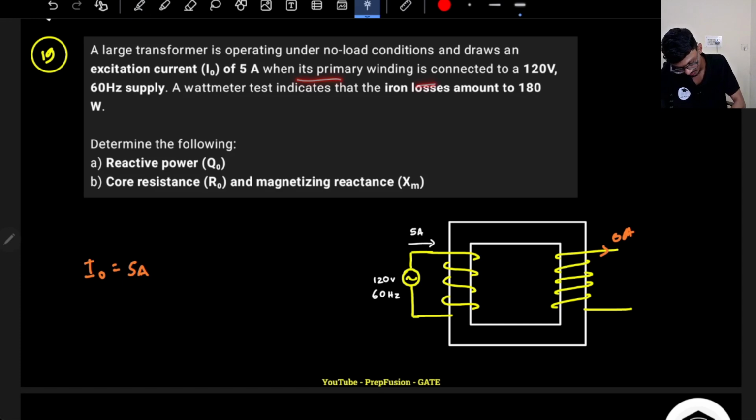When its primary winding is connected to a 120 volt and 60 hertz supply, the wattmeter test indicates that iron losses amount to 180 watts. Okay, so we have yet to discuss iron losses. Whatever losses happen in the no load are known as the iron losses. We will discuss this later on. For now, your task is, they have told you the iron loss. I have roughly discussed that iron loss is known as the core loss, that is given as 120 watt.